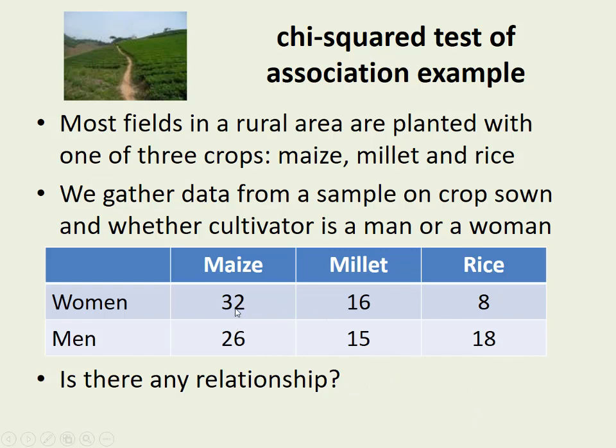I mean, there's more women growing maize, but possibly slightly more women farmers overall. No, possibly not. Possibly more women growing maize proportionally. So part of the secret is to look proportionally rather than at the numbers, because there's slightly more men than women.